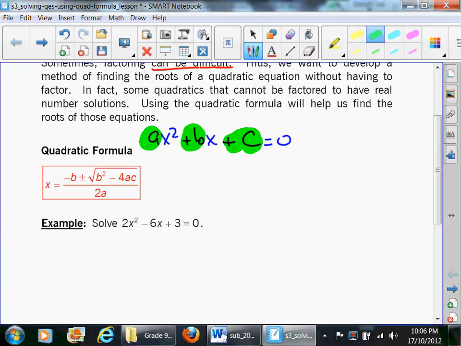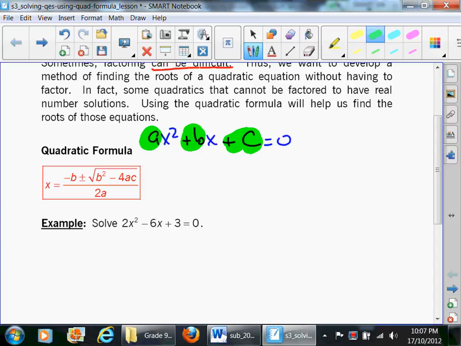So, the quadratic formula, and if I was to get another math tattoo, I might just get the quadratic formula on me because this thing is so helpful. The quadratic formula is x equals negative b plus or minus the square root of b squared minus 4ac, all over 2a. This is magic. This is going to help you find the roots to any quadratic equation. So, how do we use it?